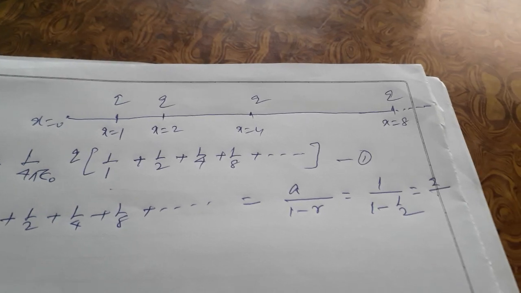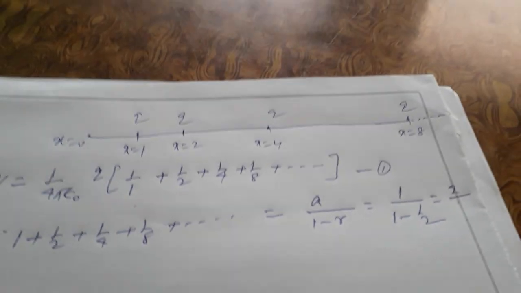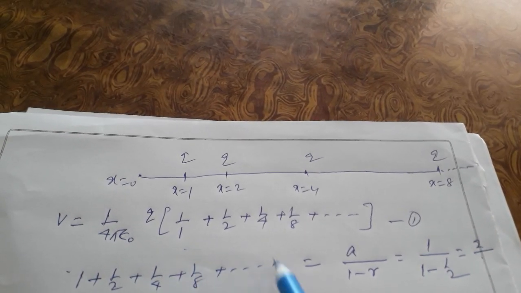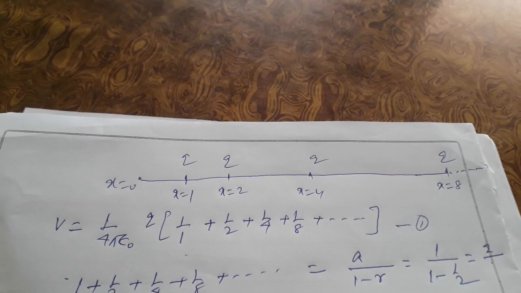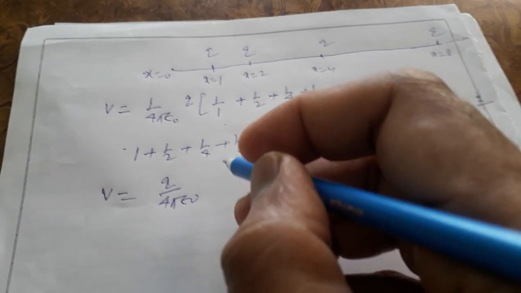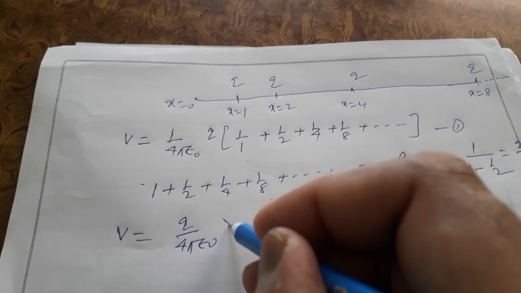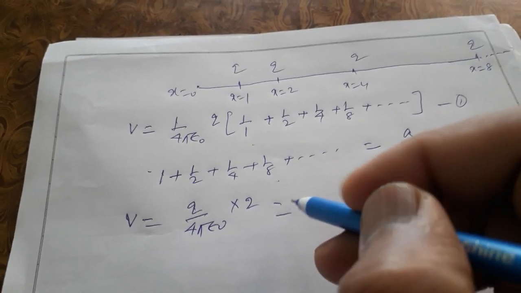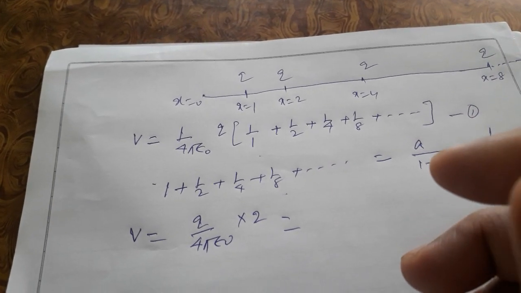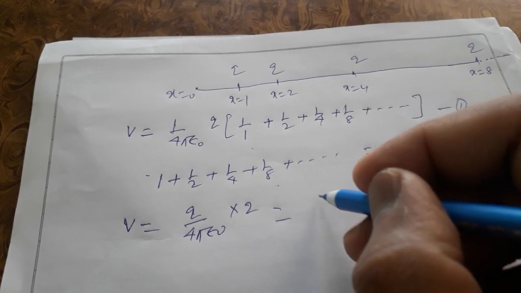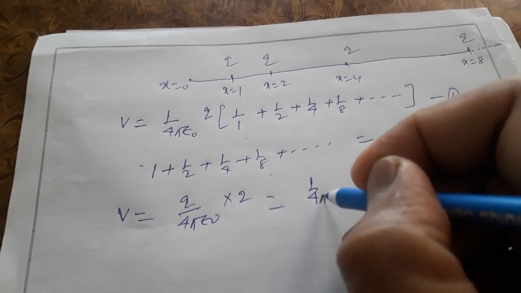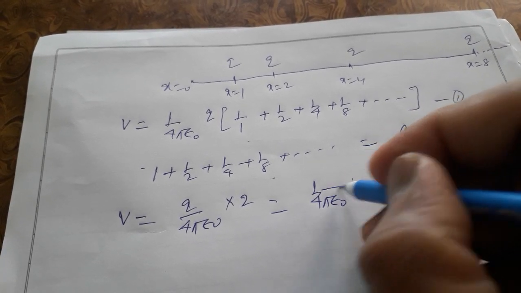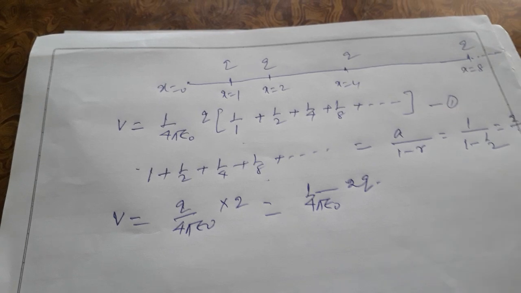The sum to infinite GP series is 2. So putting the value of this series in equation 1, we get V equal to q by 4 pi epsilon naught into 2. So finally we are getting V equal to 1 by 4 pi epsilon naught into 2q.